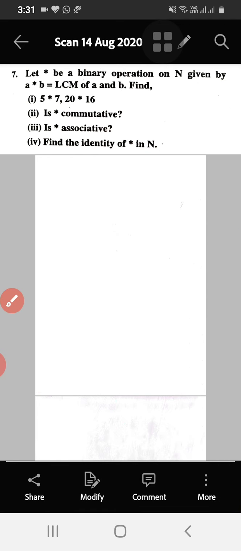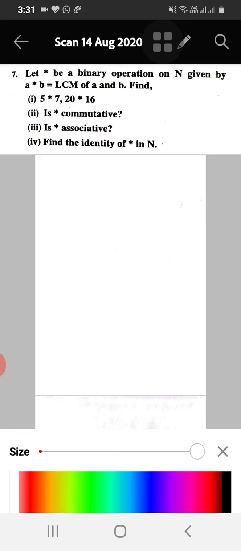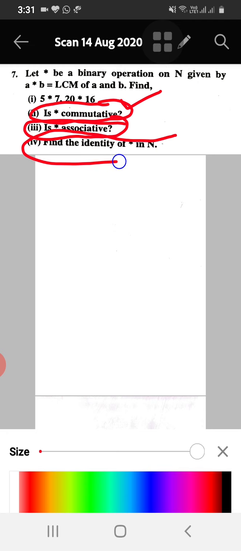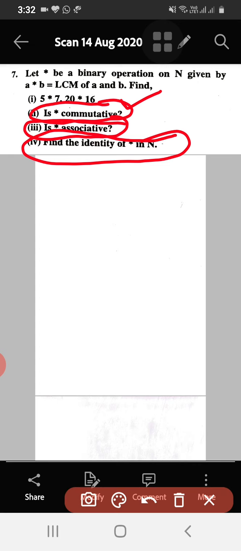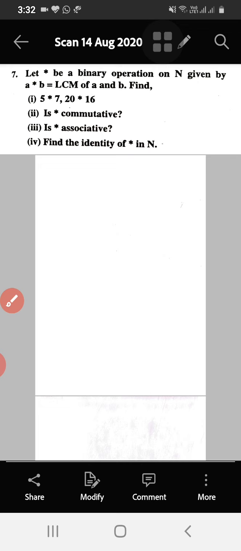See what the second question says. Is star commutative? Then we have to verify, is it associative? Then lastly, we have to find out the identity element. These are the three questions. So let us go for the second question. Is star commutative? This is very simple.